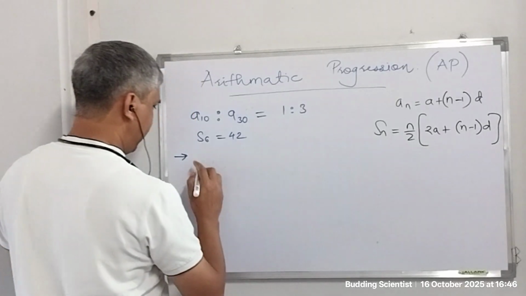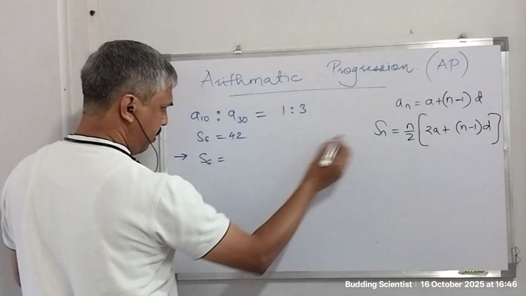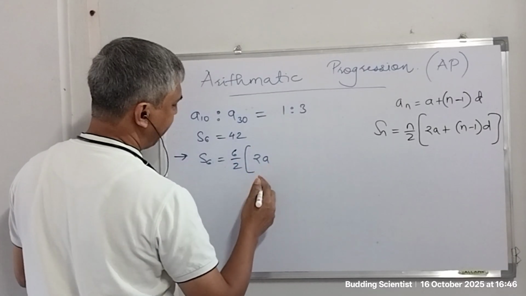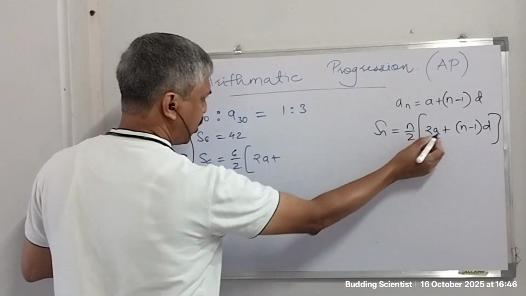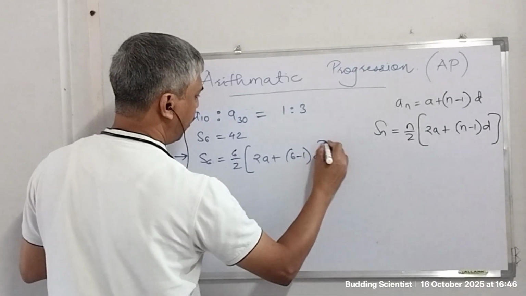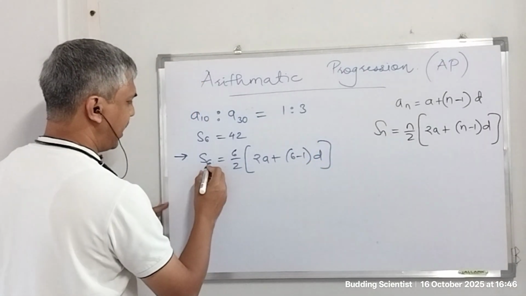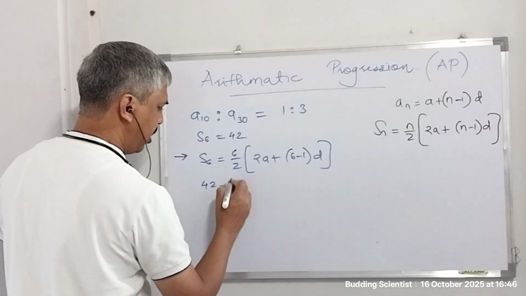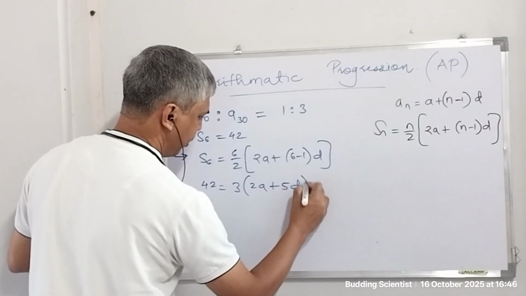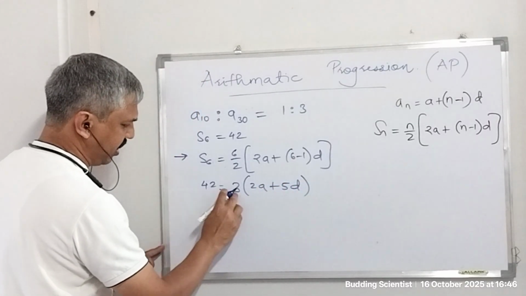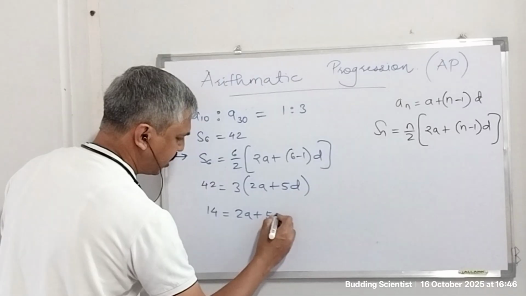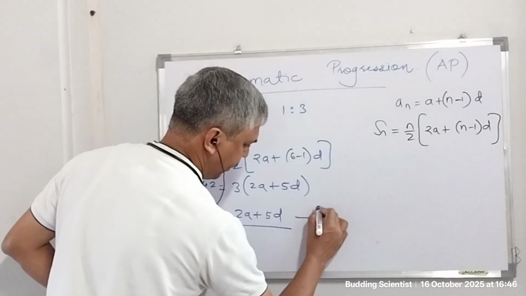S6 means this formula. 2a, we don't know the value of a. n minus 1, n here is 6, so 6 minus 1, into d, we don't know the value of d. So this is S6, which is 42. 6 by 2, 3 into bracket 2a plus 5d. 3 can be divided because 42 is a multiple of 3. So we can divide and we get 14 is equal to 2a plus 5d. And this is our equation 1.